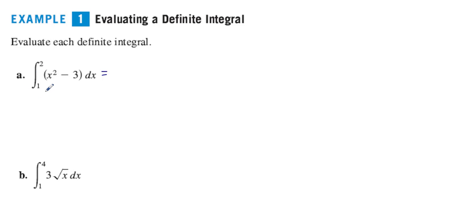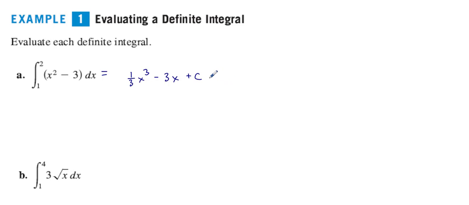Right now, ignore the bounds. Let's find the antiderivative. What's the antiderivative of x squared? Okay, good. What's the antiderivative of negative 3? Minus 3x, right? Because technically this is x to the 0 power, which would be 1, and then you add 1, and then you divide by 1. And then what? Plus c? Okay, plus c.